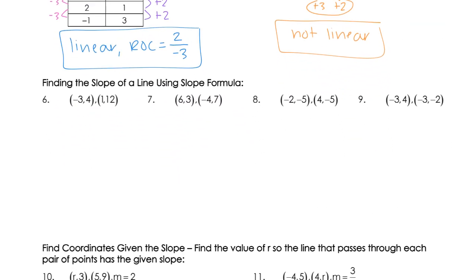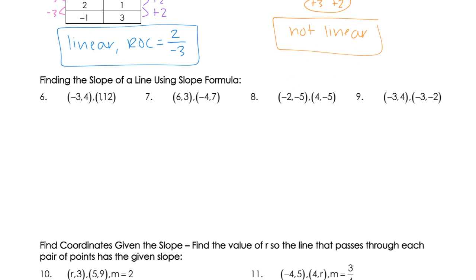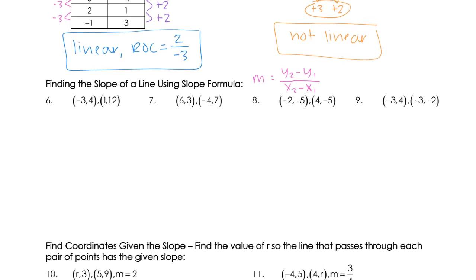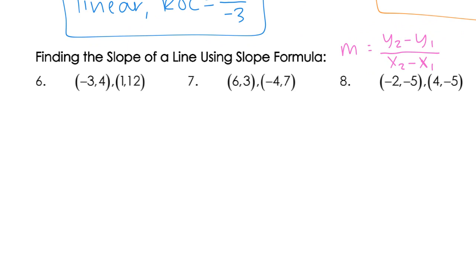So next we have finding the slope of a line using the slope formula. So if you remember from the front, the slope formula is m equals y2 minus y1 over x2 minus x1. So the first thing we're going to do is label all of the ordered pairs. So I'm actually going to zoom in here so that I have a little bit more room to write. These are my x and my y values. So hopefully you remember that x comma y is how an ordered pair is always written.